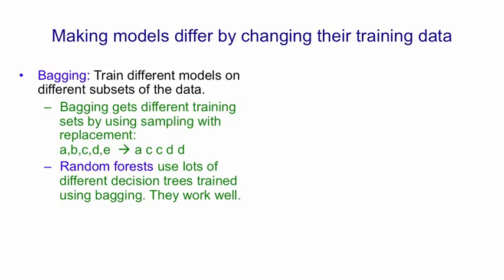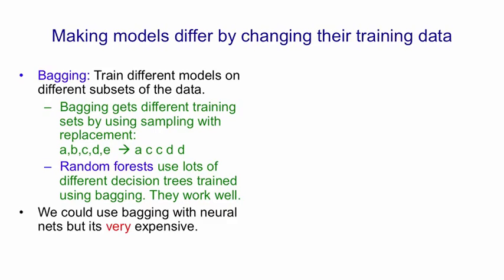In fact, the Kinect box uses random forests to convert information about depth into information about where your body parts are. We could use bagging with neural nets, but it's very expensive. If you wanted to train, say, 20 different neural nets this way, you'd have to get your 20 different training sets, and then it would take 20 times as long as training one net. That doesn't matter with decision trees because they're so fast to train. Also, at test time, you'd have to run these 20 different nets. Again, with decision trees that doesn't matter because they're so fast to use at test time.